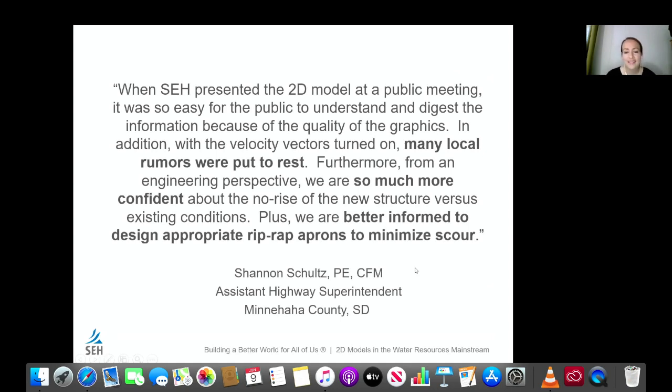This is a quote from our client there, Shannon Schultz. He said that the 2D models really helped put many local rumors to rest, and it gave all of us more confidence in the no-rise finding, but it also kept everyone better informed on the riprap sizing, too.